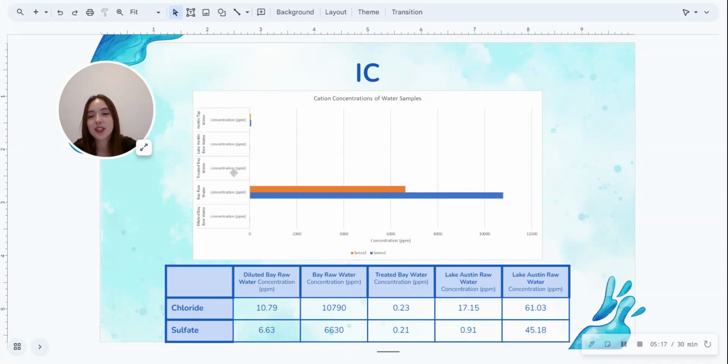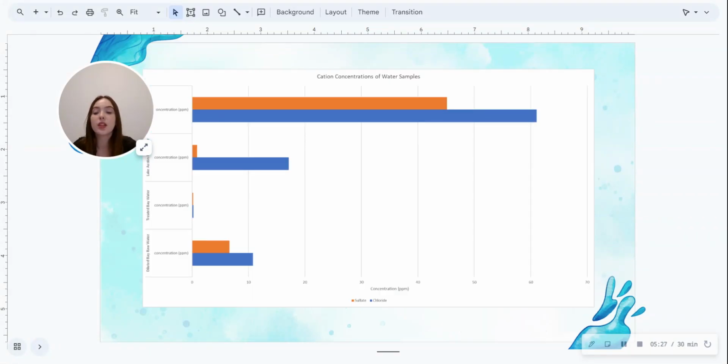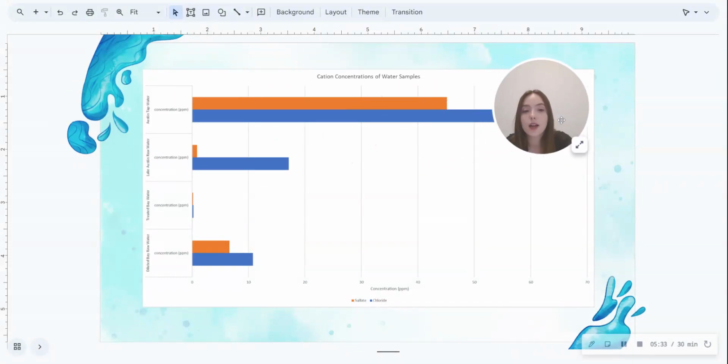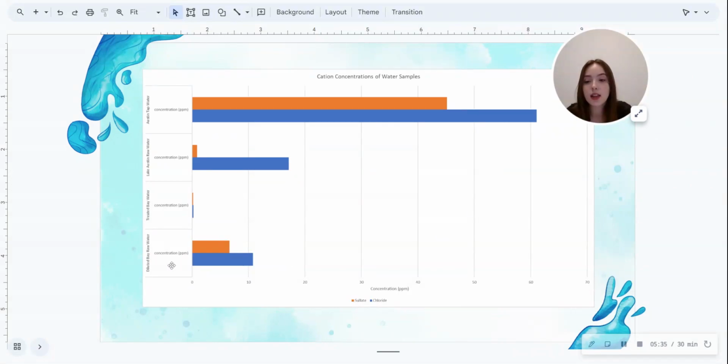But you can see that they're all extremely low, at least from here, compared to the bay water, which has very, very high levels. Here's a little bit closer where I took out the bay water so we could see everything on a closer level. Over here we have the diluted bay water, which is a little bit different. And so you can see all that.